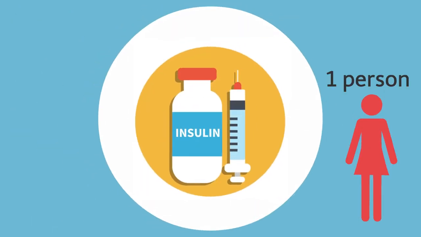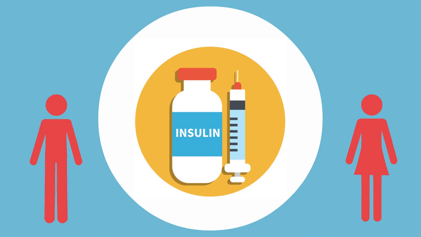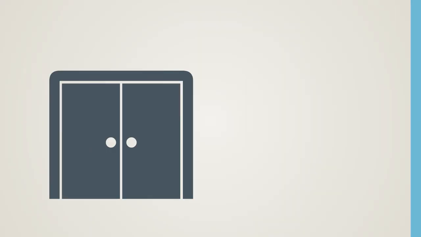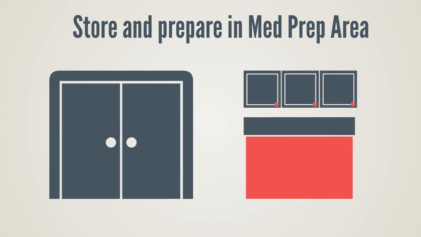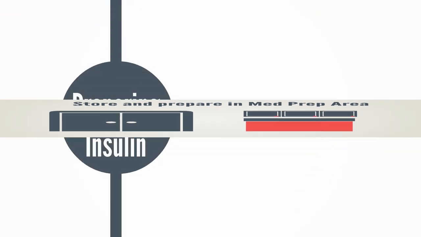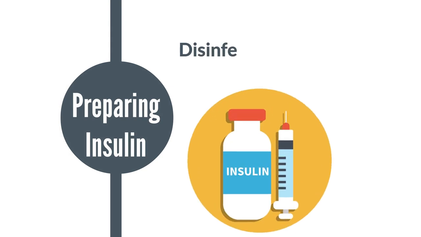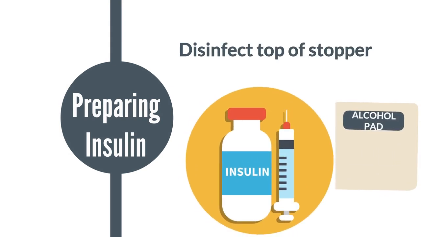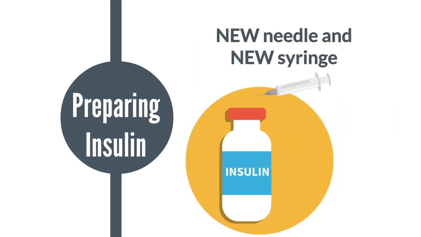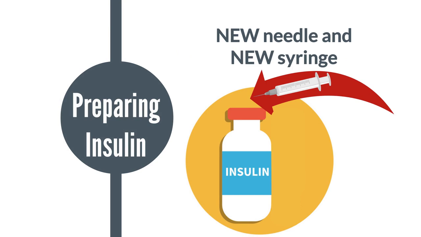Dedicate insulin vials to a single person whenever possible. Insulin vials also represent a risk for infection. If an insulin vial must be used for more than one person, store and prepare the insulin in a dedicated med prep area outside of the patient or resident care environment and away from potentially contaminated equipment. When preparing the insulin, disinfect the top of the stopper with an alcohol pad and then enter the vial with a new needle and new syringe.